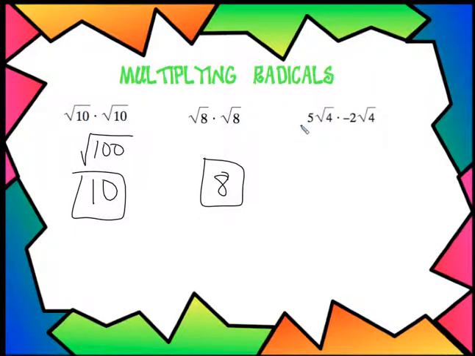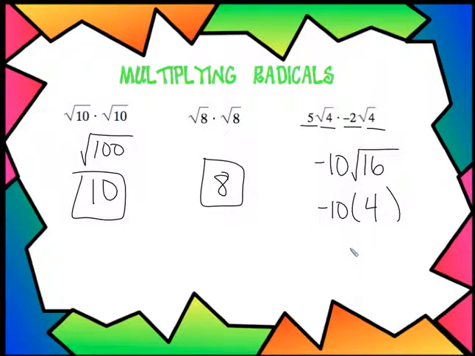So here we have 5 times negative 2, that's negative 10. And radical 4 times radical 4 is just 4. It's a lot like these. But because this one confuses some people, I'm going to go ahead and write that as radical 16 just so you can see it. Now this is 10 times the square root of 16. So 10 times the square root of 16, when the square root of 16 is 4, is like 10 times 4. All we did was take the square root of 16 to get 4. So that is negative 40.